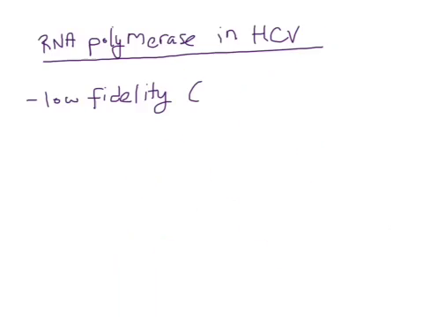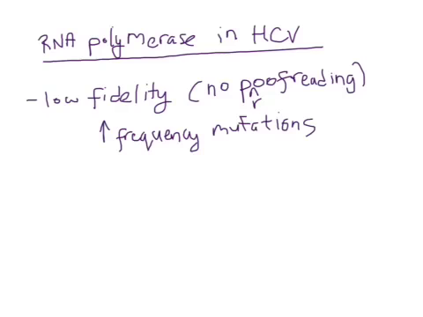It is worth spending a bit of time discussing why the RNA polymerase is unique in hepatitis C. It is a low-fidelity enzyme, which basically means it lacks a proofreading mechanism, such that it is highly error-prone. This, coupled with the high replication rate, leads to a high rate of mutations. Thus, as we will see, despite the fact that the genome is quite simple, there is a lot of heterogeneity.